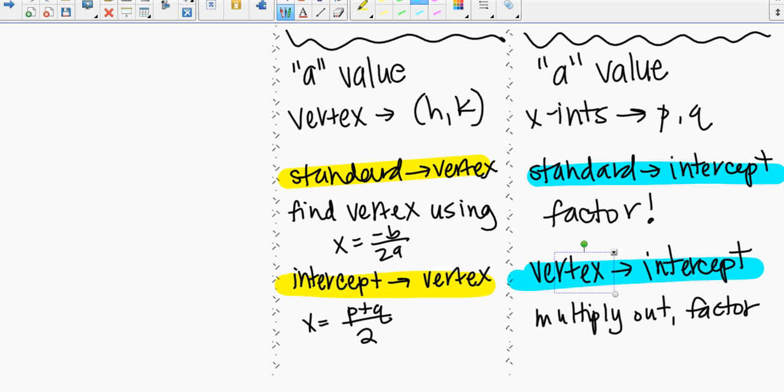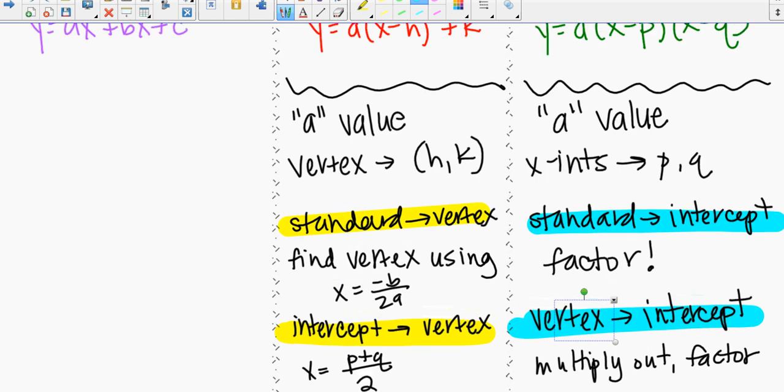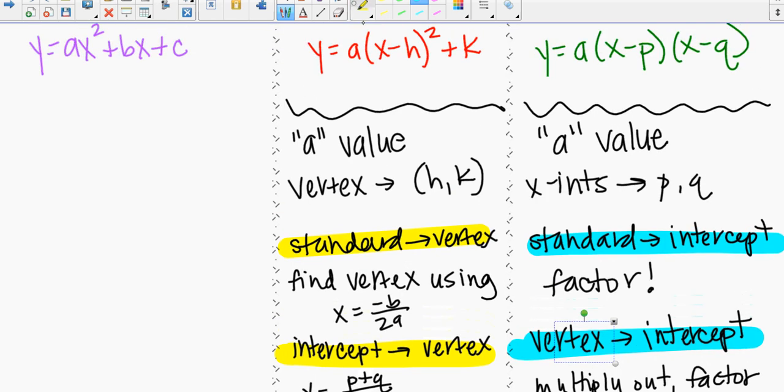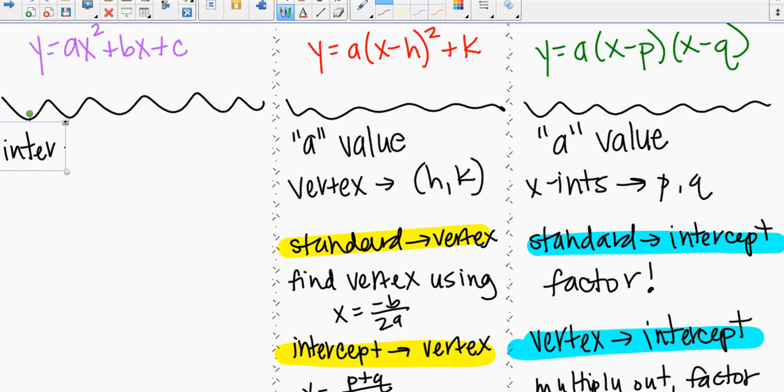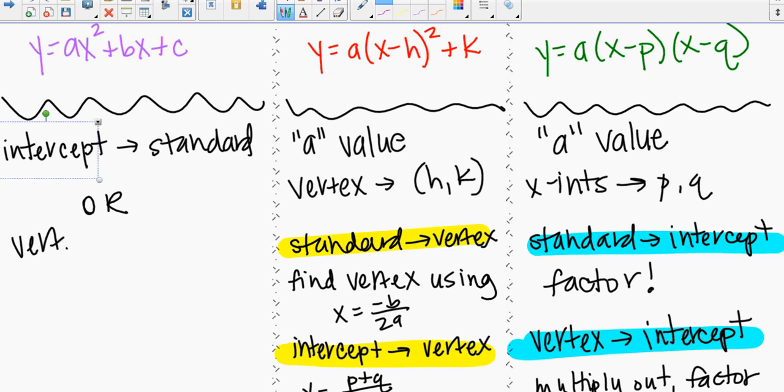Okay, again, a doesn't matter. Now, if you come back over here, and you are looking for standard form and we give you intercept or vertex form, obviously the a value is the same. If you are going from intercept form to standard or vertex form to standard, it doesn't matter.